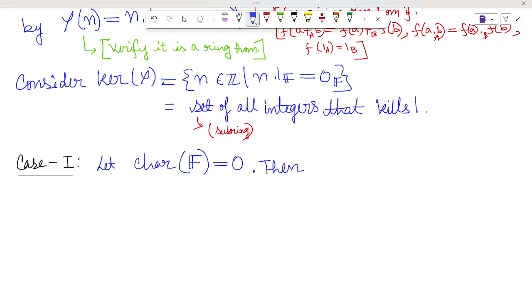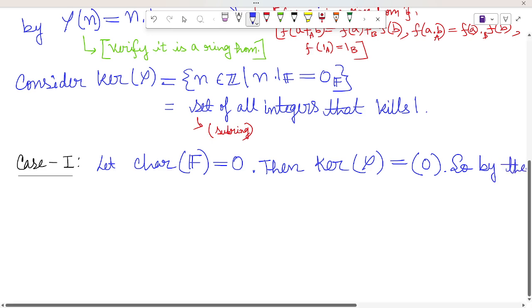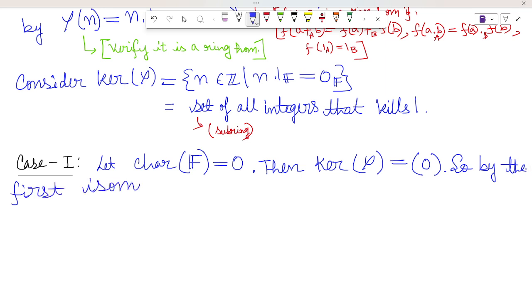Then the kernel of phi is the singleton {0}. So by the first isomorphism theorem, Z is isomorphic to Z quotient the kernel, which is Z by {0}, isomorphic to phi of Z.